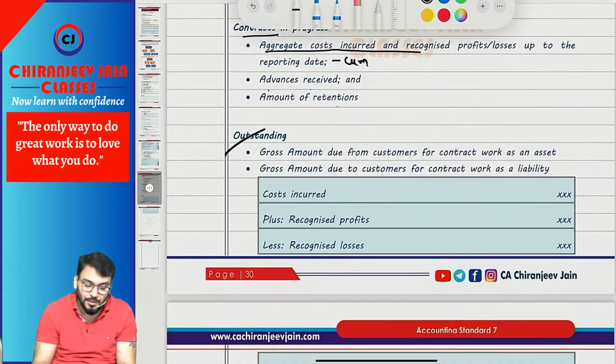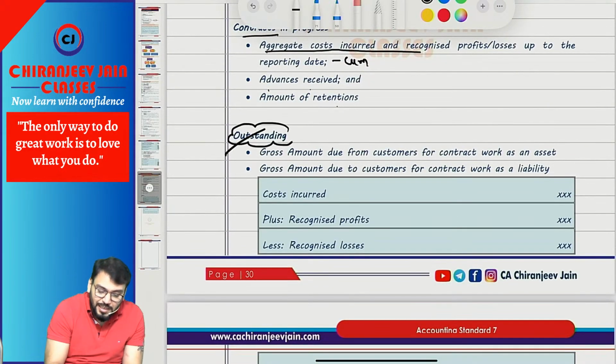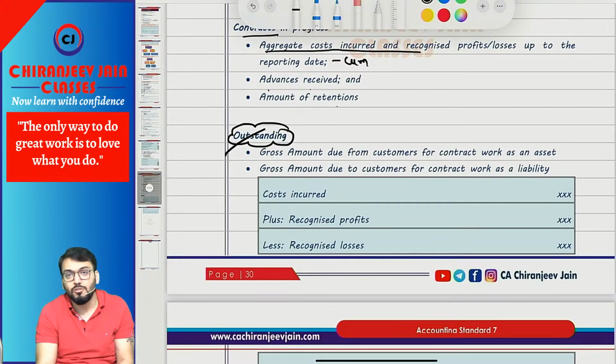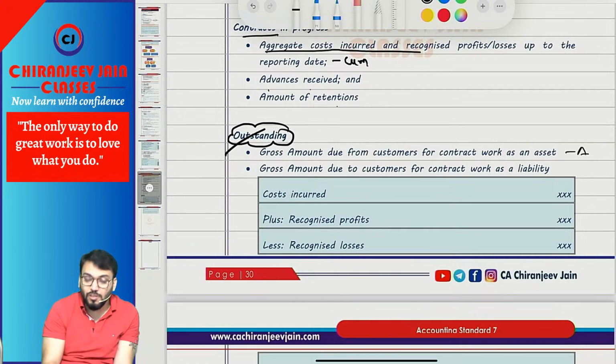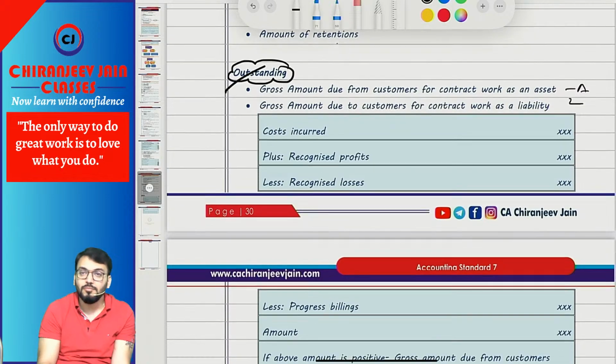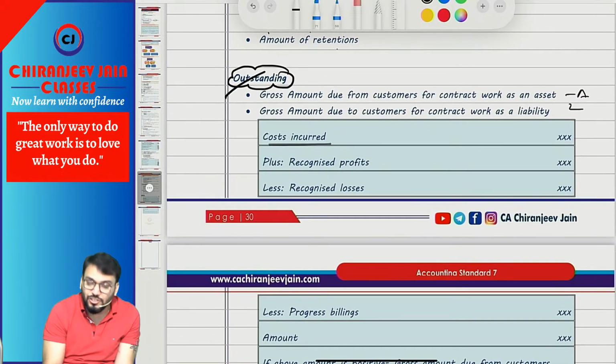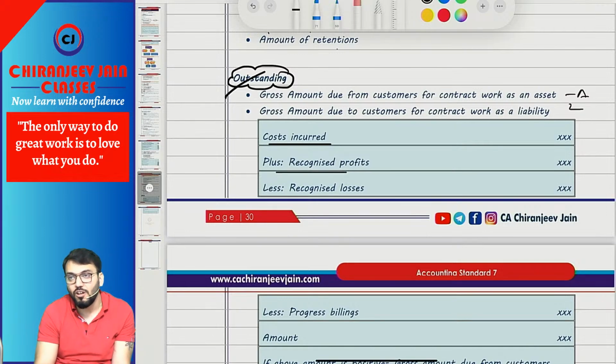Then we should disclose two outstanding amounts: gross amount due to customer and gross amount due from customer. When I say gross amount due from customer, it is an asset. Gross amount due to customer is a liability. So how to calculate this amount? This will be contract cost incurred plus recognized profit or minus recognized loss, whatever profit or loss you have recognized.